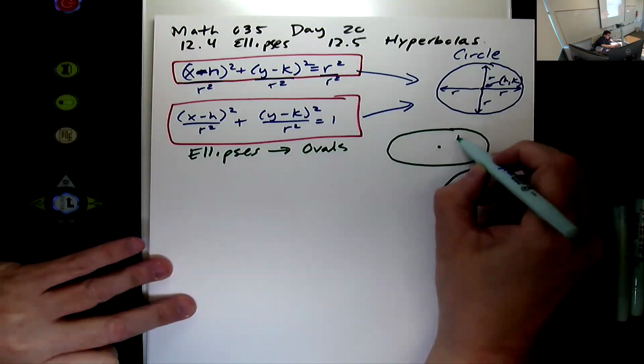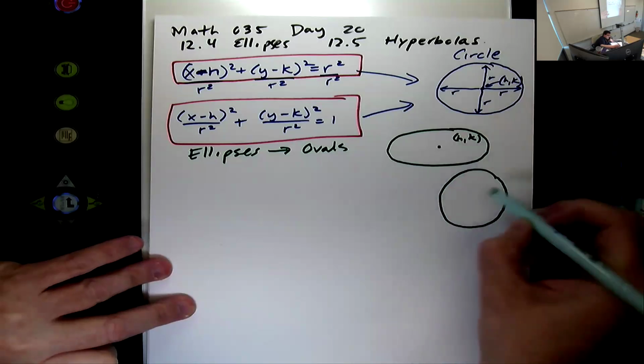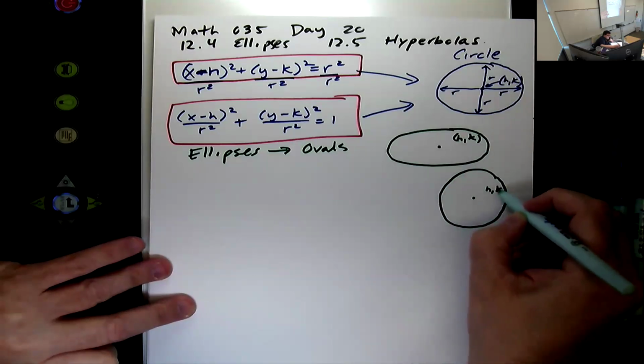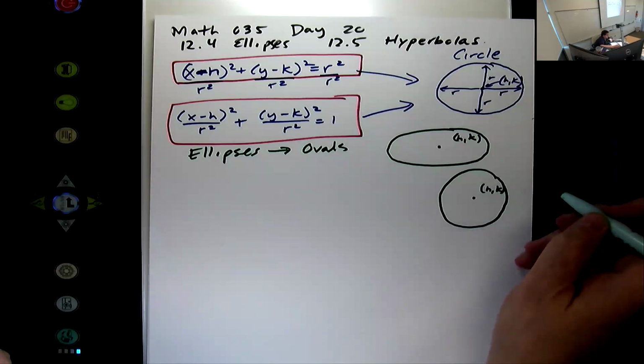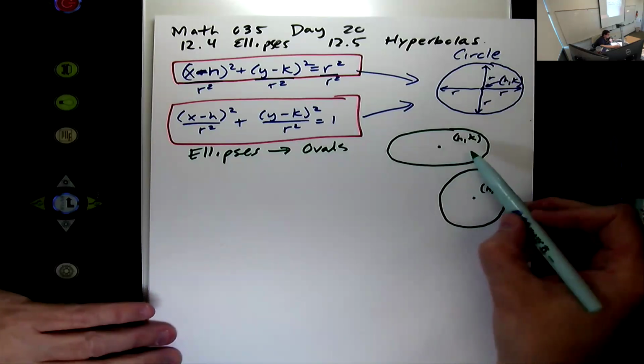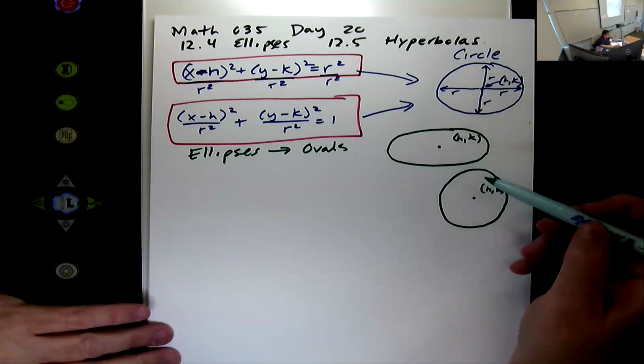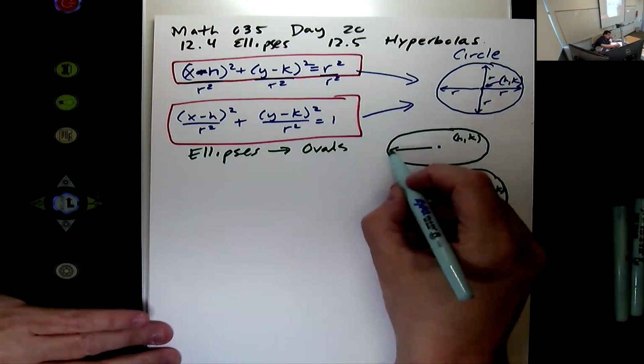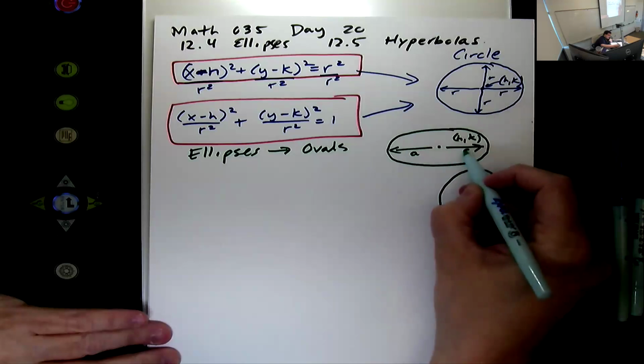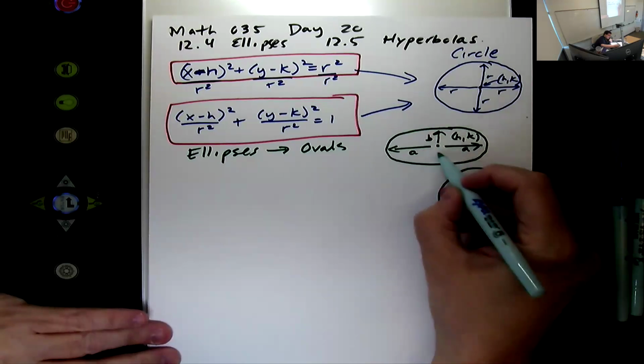Again, I'm going to put the center at (h, k) on both of them. But now the distance left and right does not equal the same distance up and down. So let's give it a different letter. Left and right, we're going to go a, and up and down, we're going to go b.